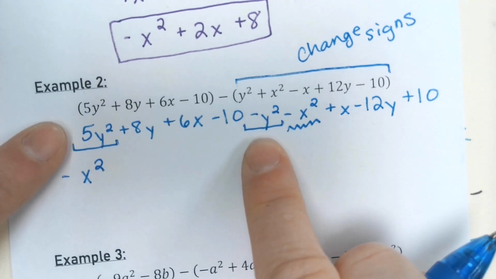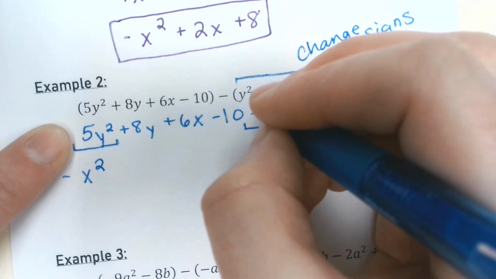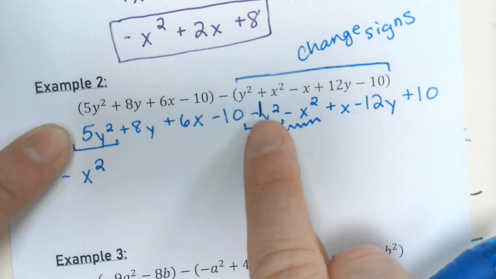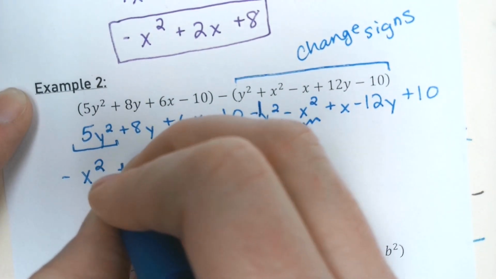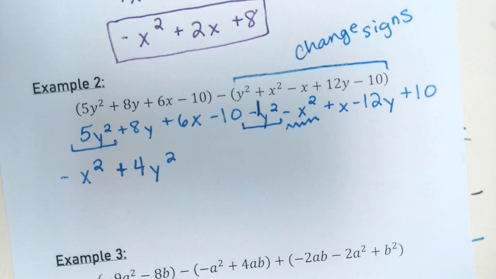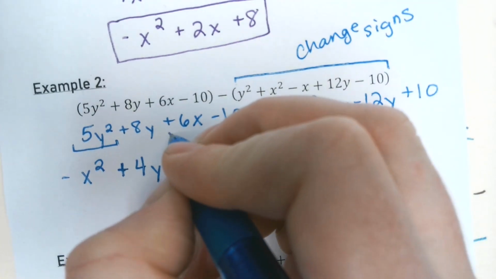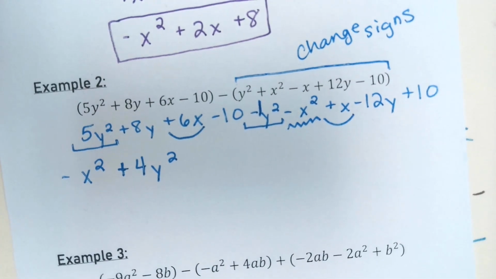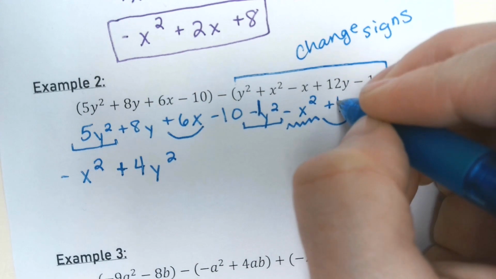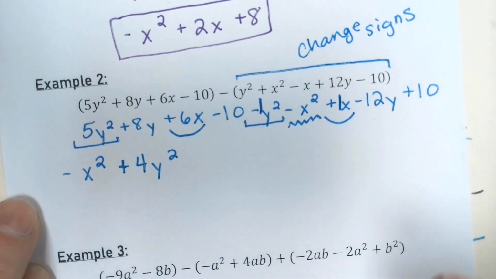All right, and then we have 5y squared minus y squared. There's an understood 1 right there. So 5 minus 1 is 4. And then let's do x's and y's. So 6x plus x. That would be 1. 6 plus 1, right? Because I have a 6x and a 1x. So that's a plus 7x.